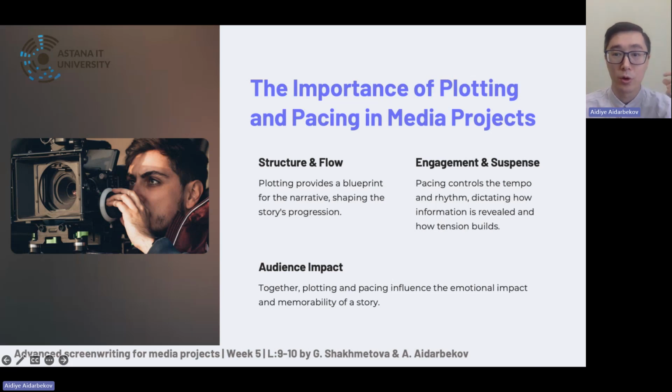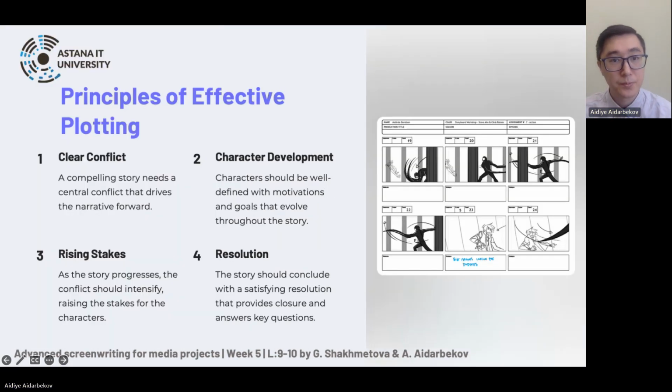It depends on your structure, plot points, plot moments, and how you will guide it through pacing. The same for the audience: how they will accept and think about your story in general. So let's talk about principles of effective plotting.